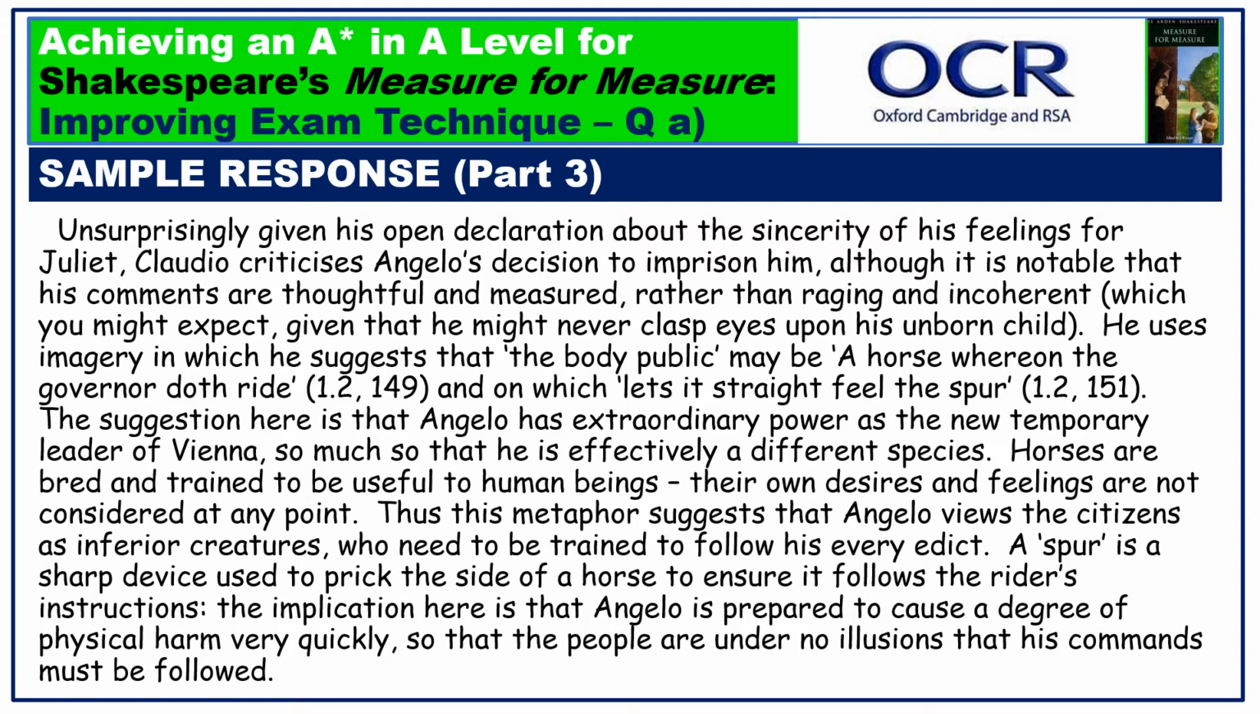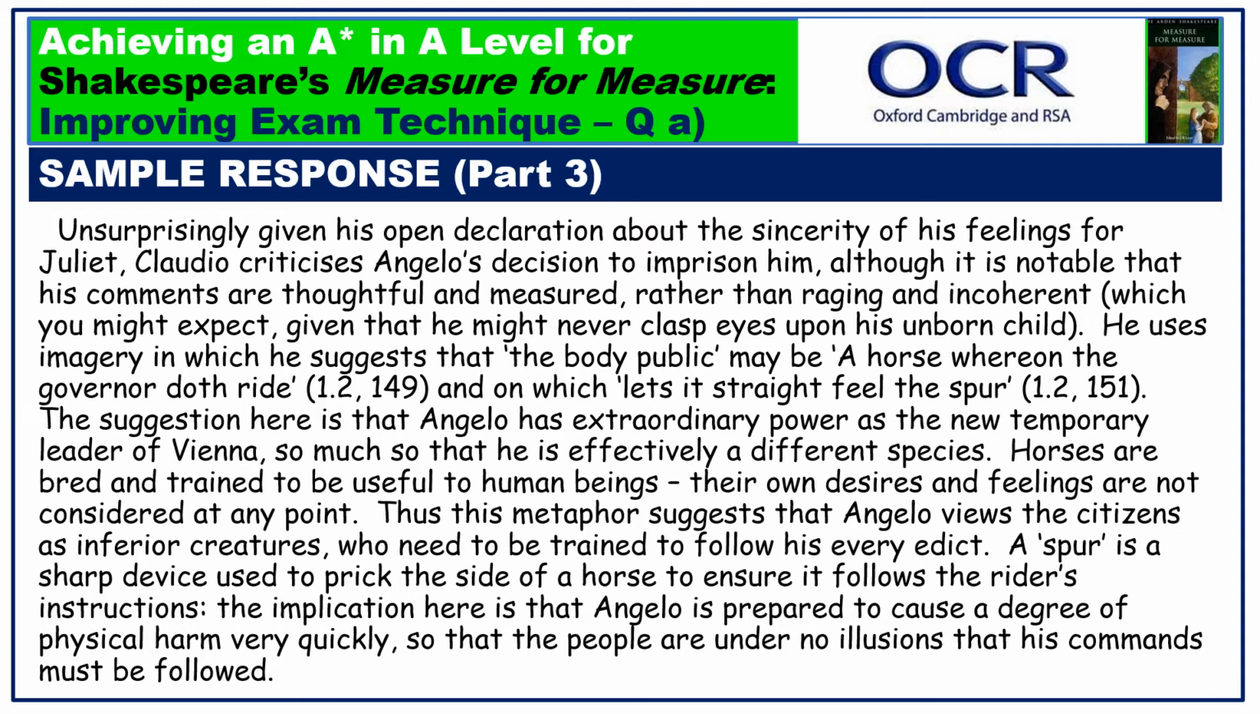Unsurprisingly, given his open declaration about the sincerity of his feelings for Juliet, Claudio criticises Angelo's decision to imprison him, although it is notable that his comments are thoughtful and measured, rather than raging and incoherent, which you might expect given that he might never clasp eyes upon his unborn child. He uses imagery in which he suggests that the body public may be a horse whereon the governor doth ride, and on which lets it straight feel the spur.